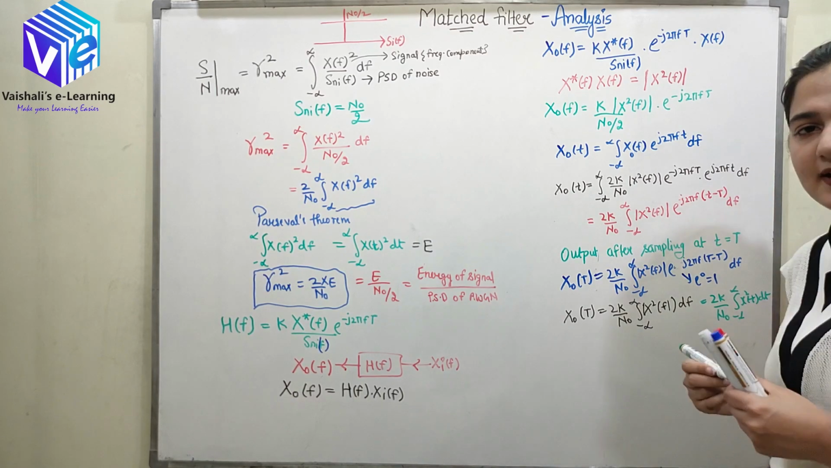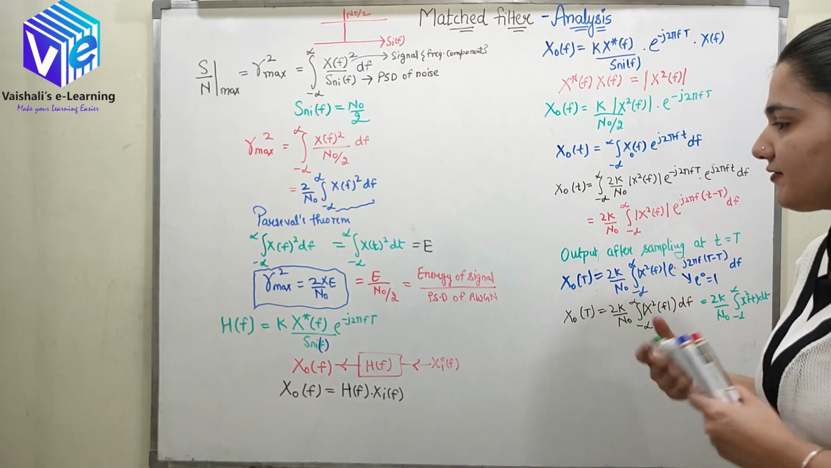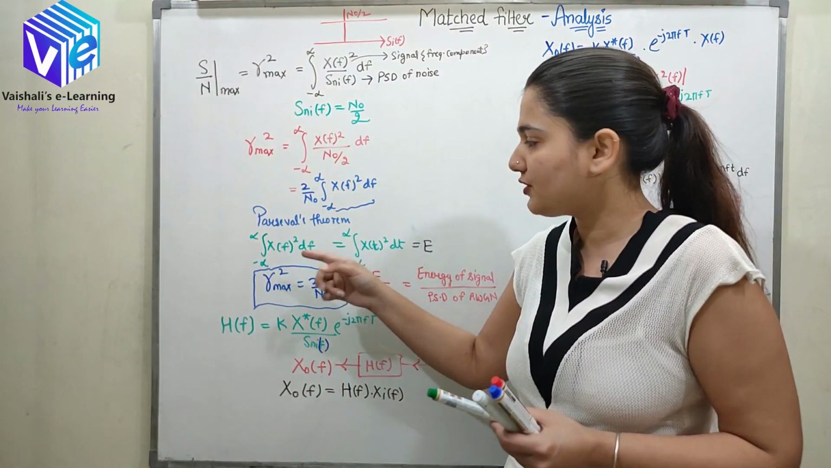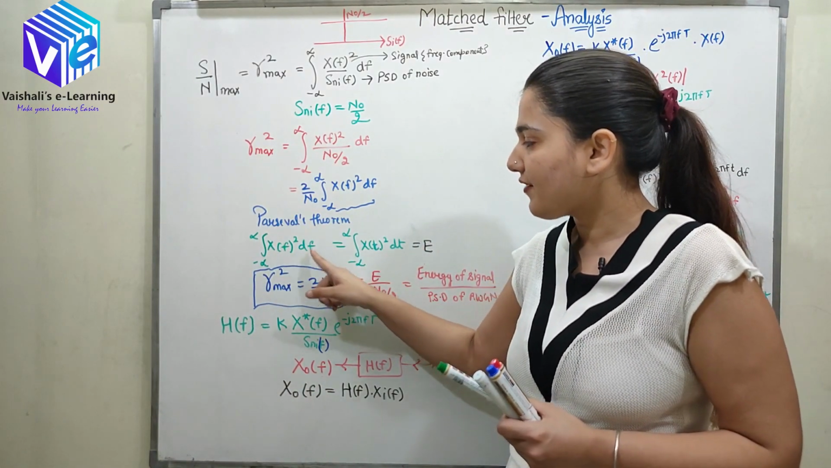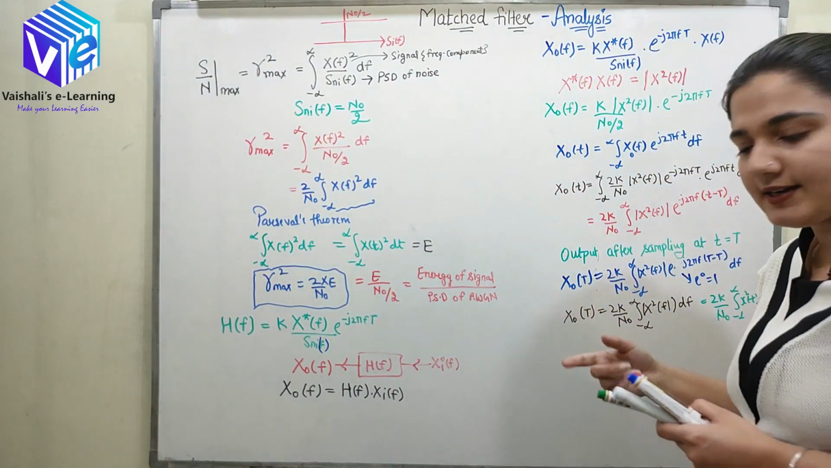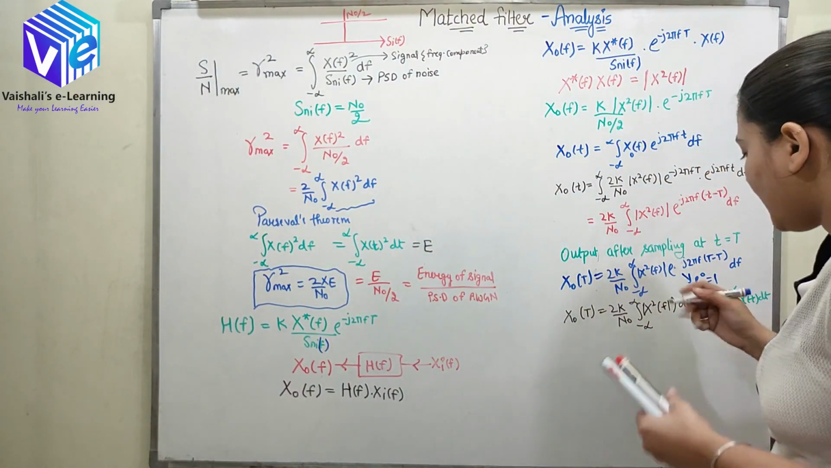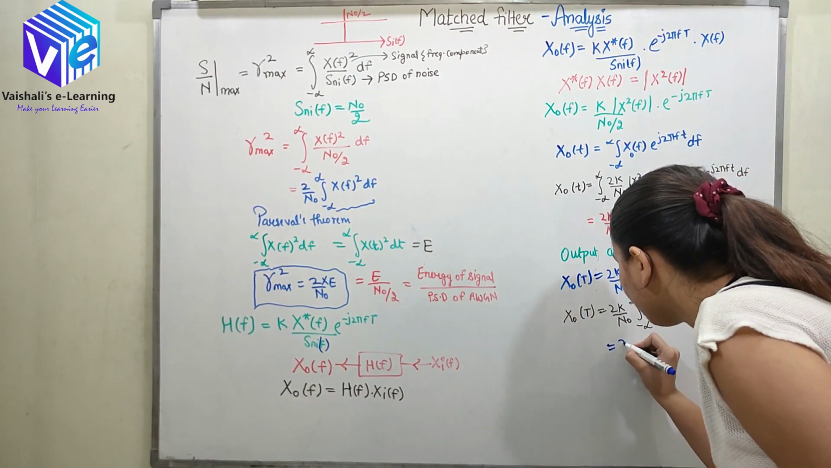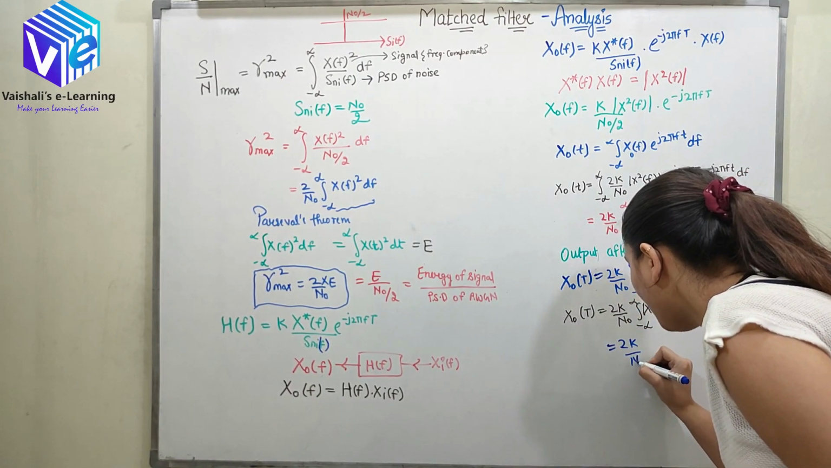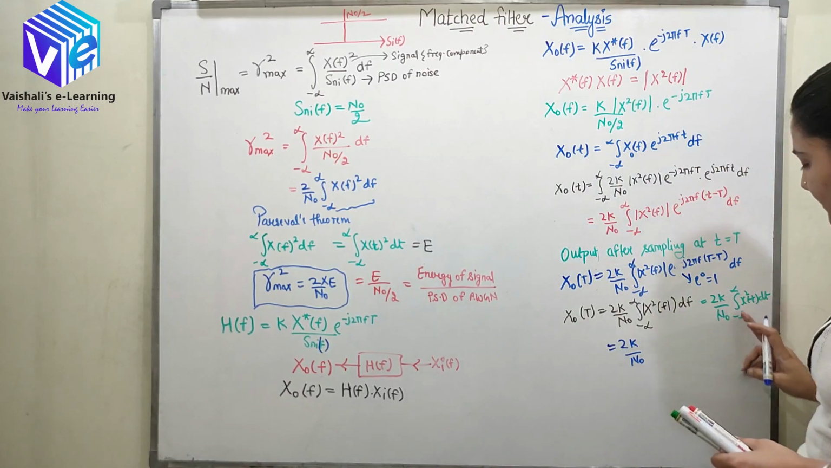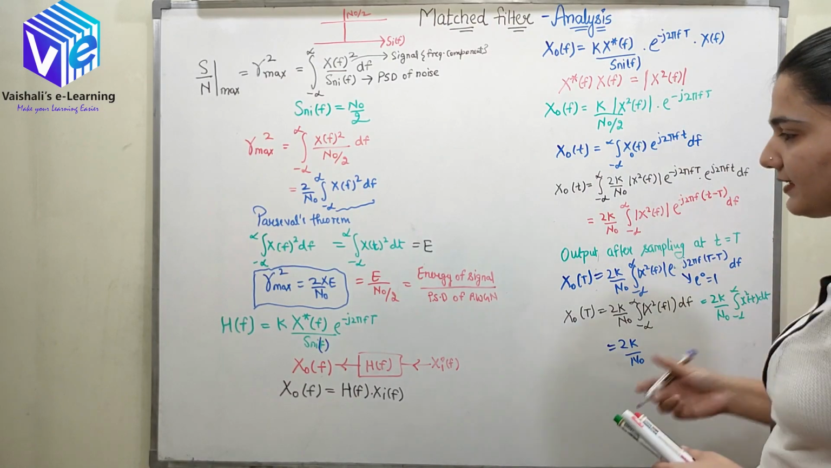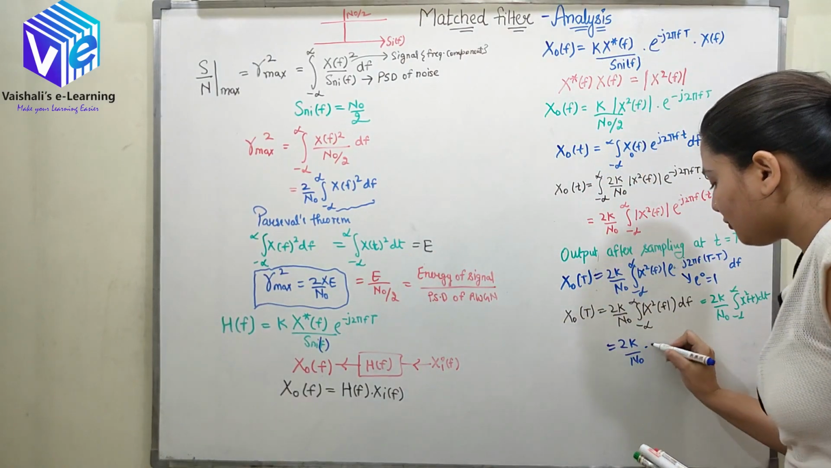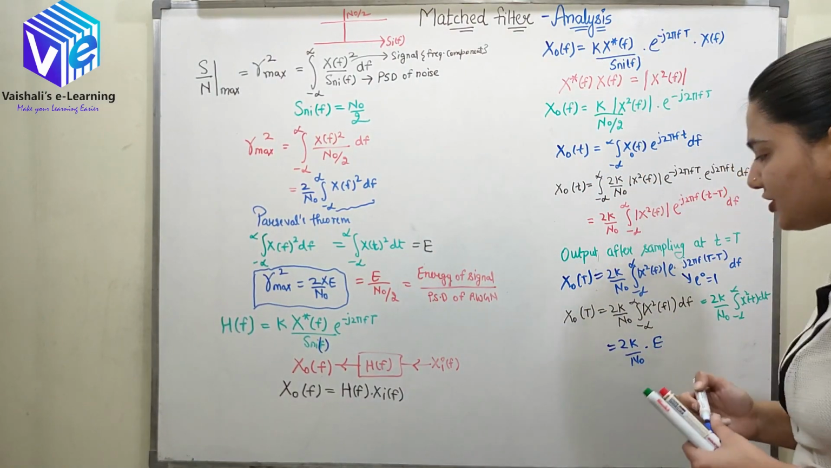So according to Parseval's theorem, so Parseval's theorem is also based upon the Fourier transform. It's the property of the Fourier transform. So X squared f df is equal to X squared t dt. So I just replace X squared f with X squared t. So it would equal to 2K by N naught. So now integration minus infinity to infinity X squared t dt. What was it? So it was equal to E. So 2K by N naught into energy.